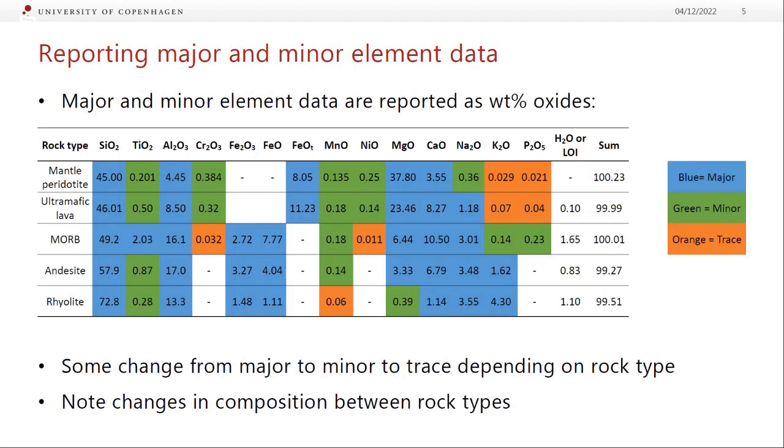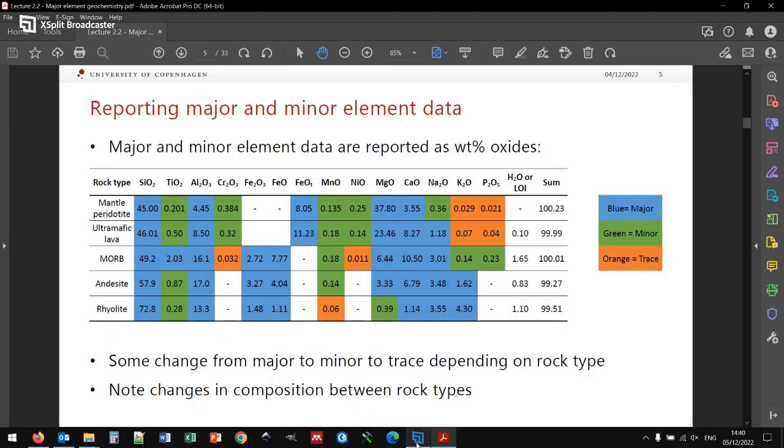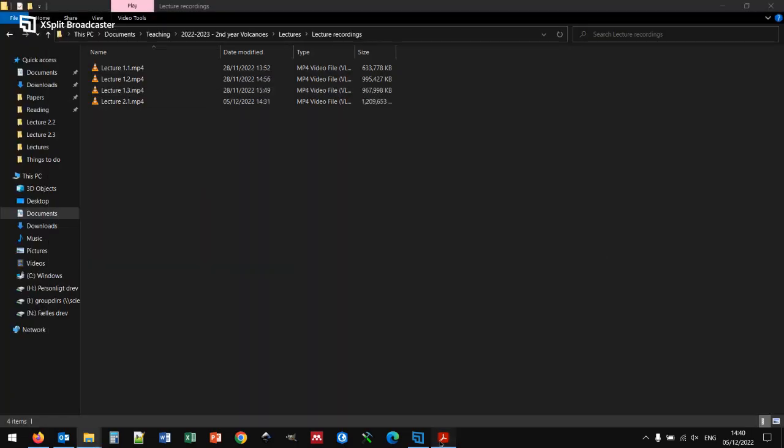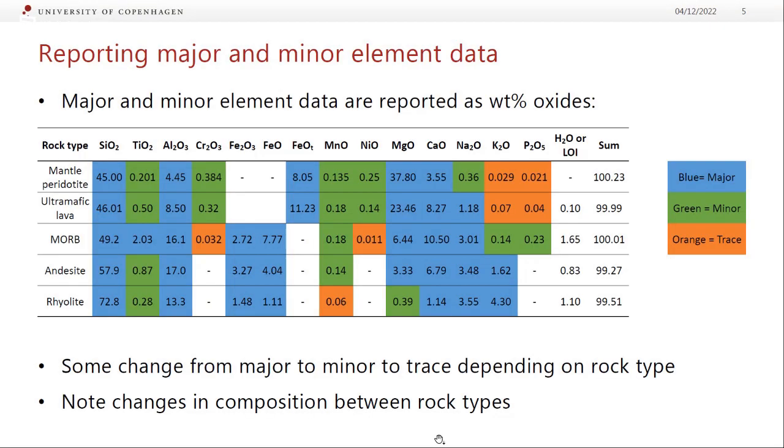When we report major and minor element data, it's usually reported as weight% oxides. And so this is a big table, but I will talk you through it.